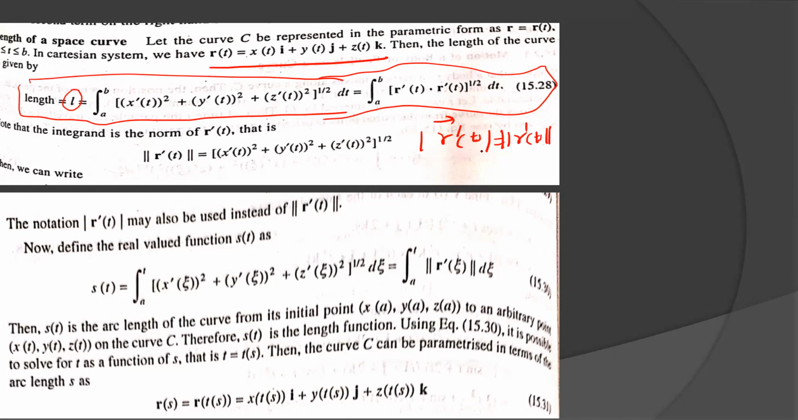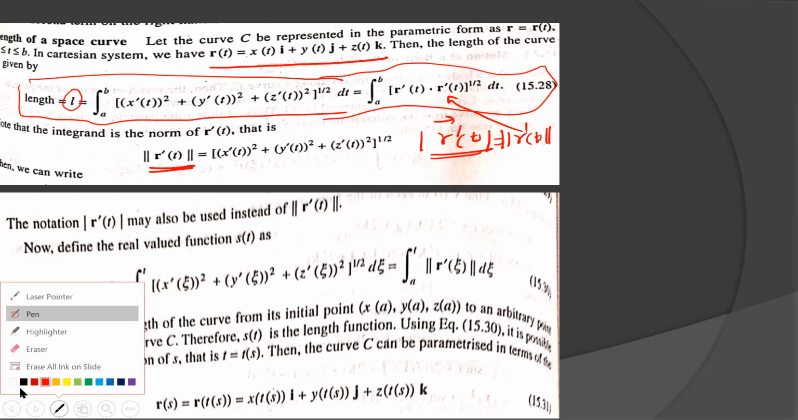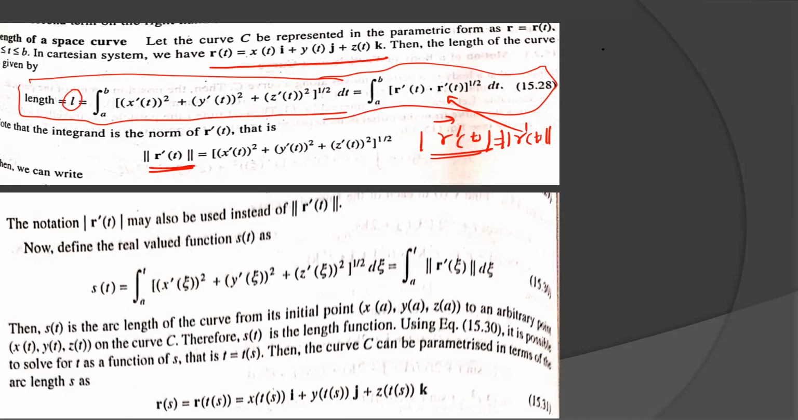Sometimes we represent this as the norm. This word is called a norm. You can remember here r dash t, and the norm is defined as a dot product. So if you take the dot product of r dash t with r dash t, you will get nothing else than the magnitude of r dash t vector whole square.